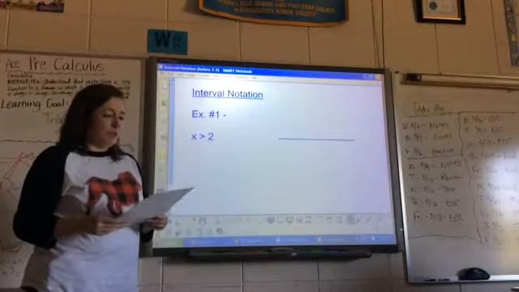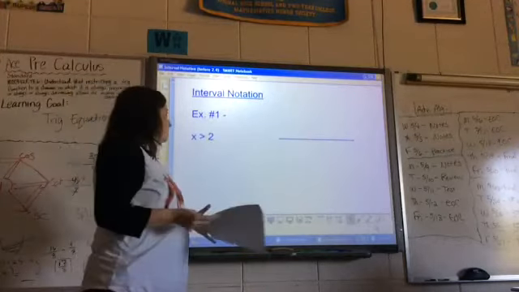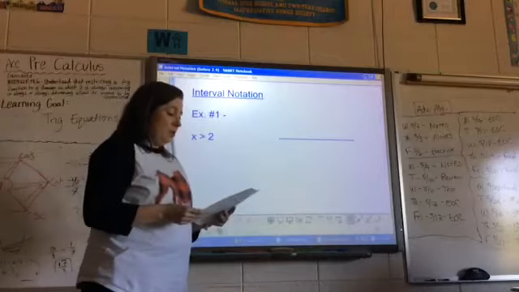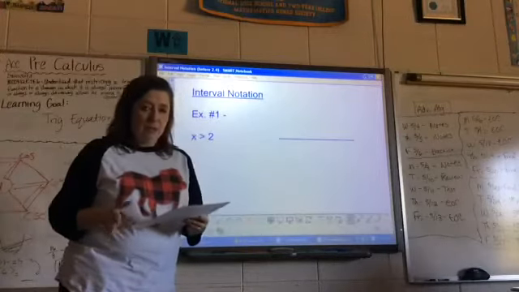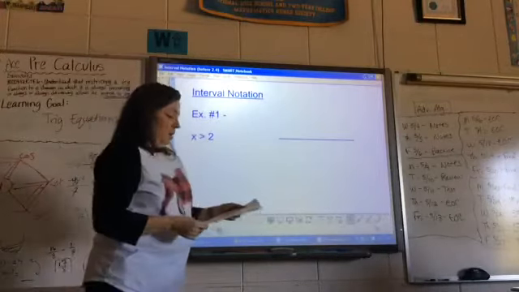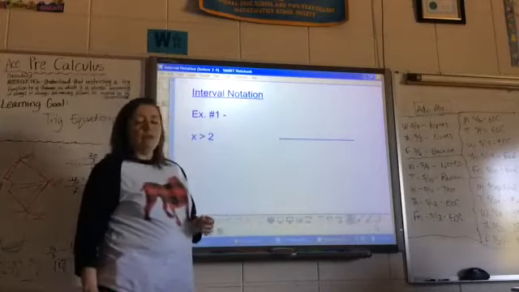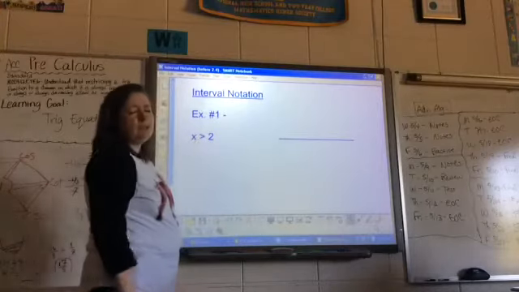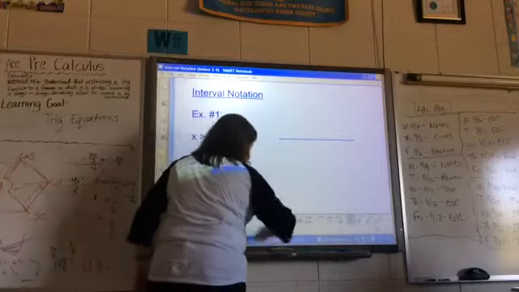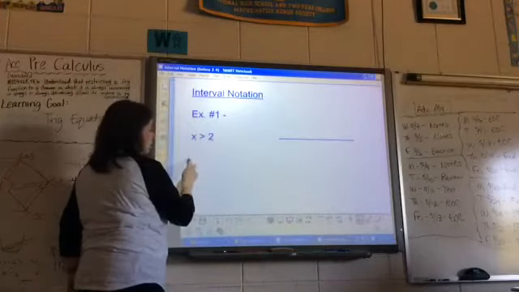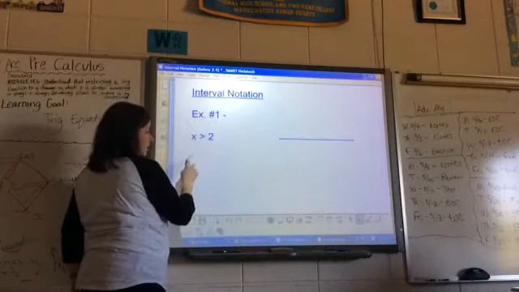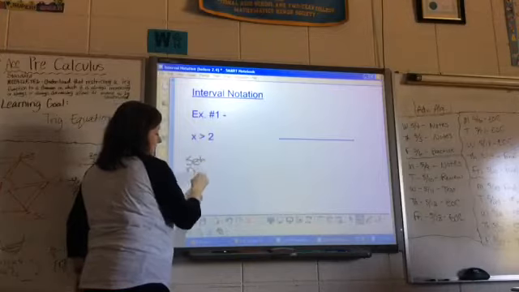Today y'all are taking notes on interval notation. You know a little bit about interval notation already. I'm just going to remind you and maybe add a little bit to it. All right. So when you're graphing on a number line or you're solving an inequality, the inequality can be written in set notation, which is what this one is. This is set notation.